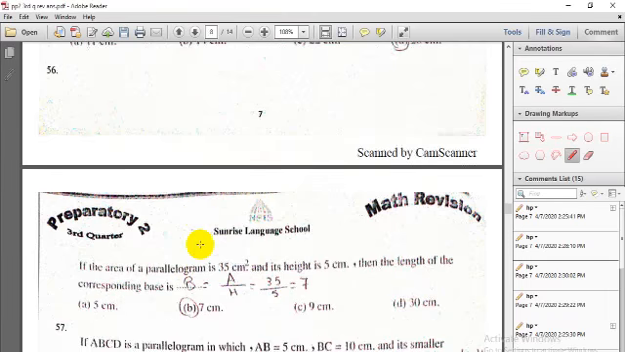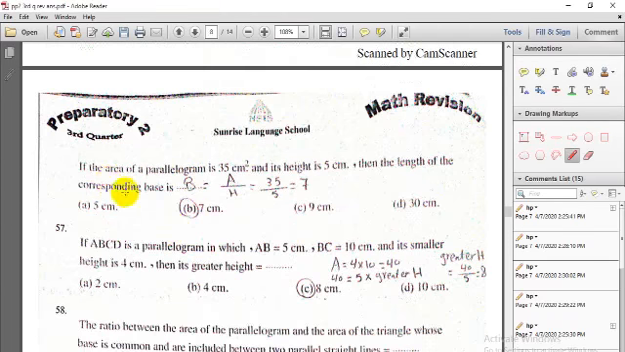Let's see number 56. The area of parallelogram. He is giving you the area and the height, and he wants the base. The base equals what? Area over height. And if you want the height, area over base. Remember? Yes. So 35 over 5. 35 divided by 5 is 7. 7 centimeters. Very good.